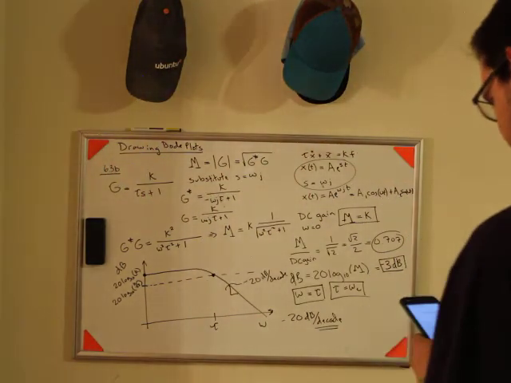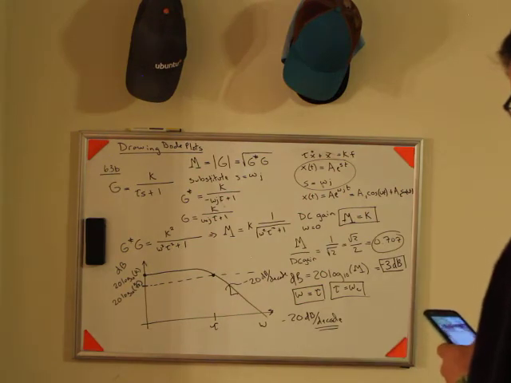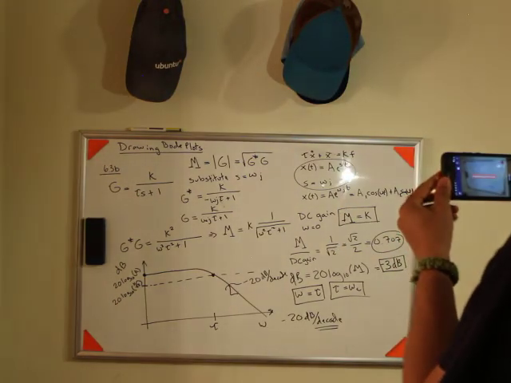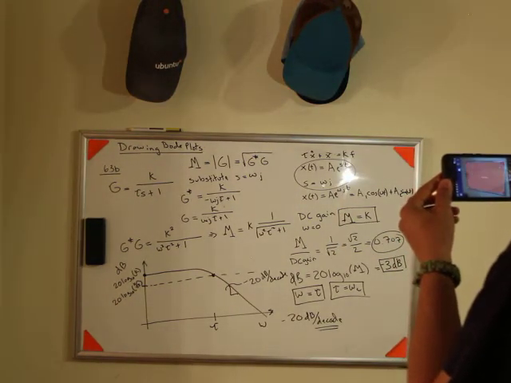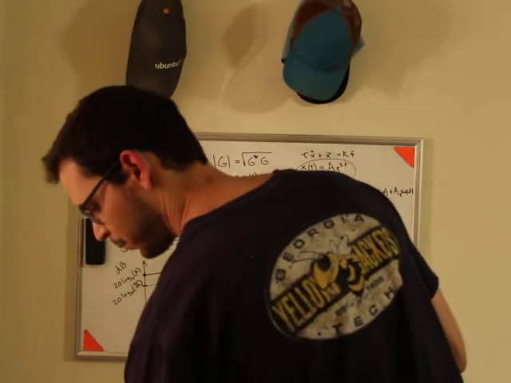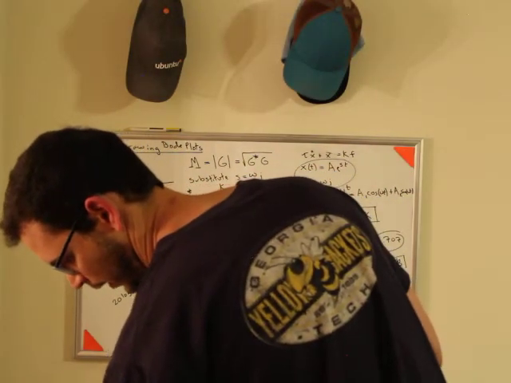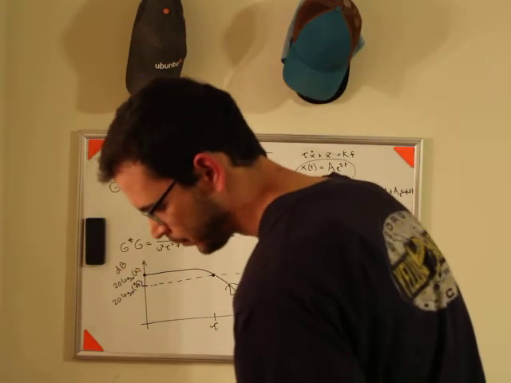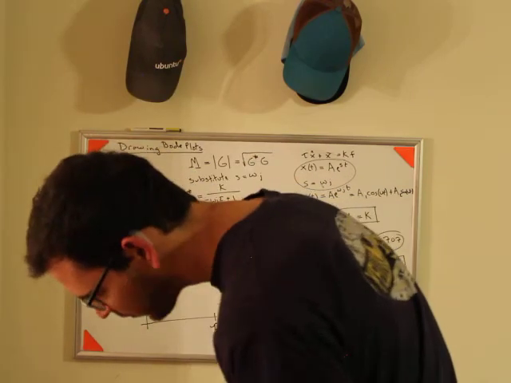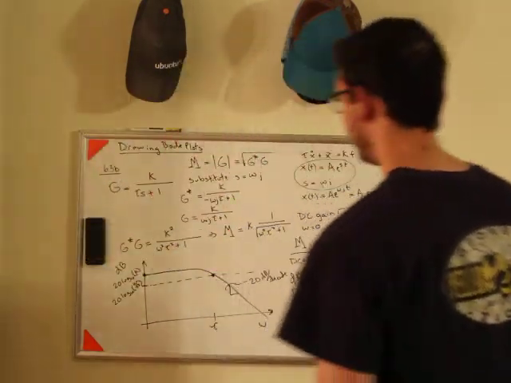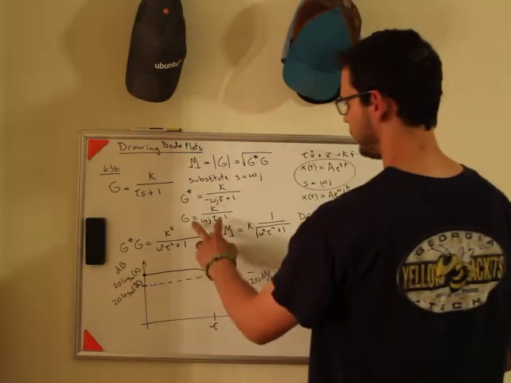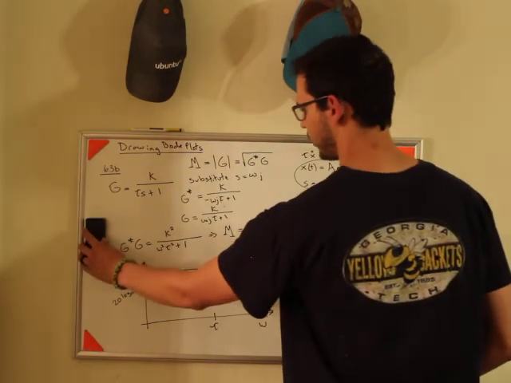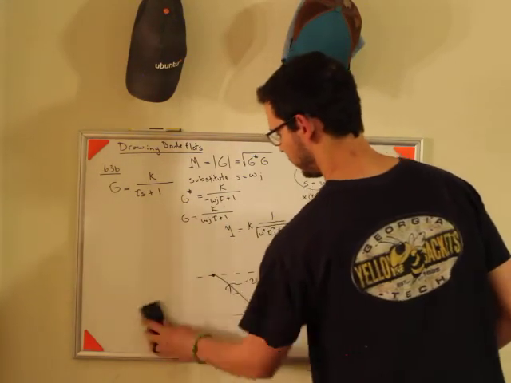Let's post this on the Rocket Books. Scan. All right, so now let's look at the phase. I think what I'm going to do is I'm going to keep G here, so I'm going to erase this.